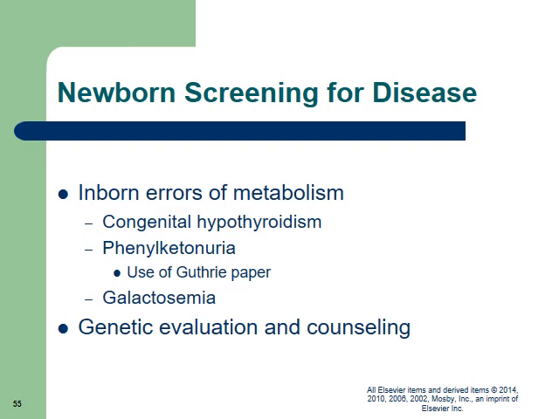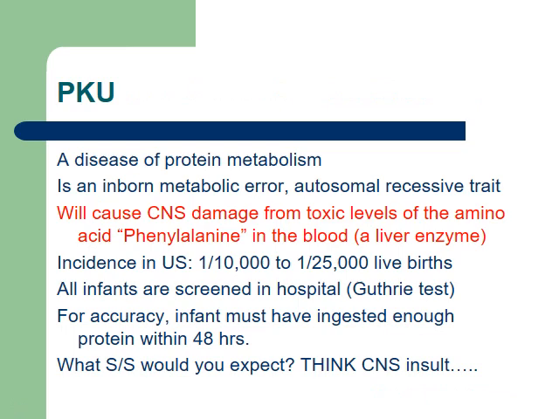If the ideal is that these parents know before they get pregnant or in early pregnancy that there is a risk factor. It's a recessive trait. I think it tells us on the next slide. Yes, PKU is a disease of protein metabolism. It's an inborn metabolic error, autosomal recessive trait. So these require both parents to have the trait for the baby to actually have the disease, and it would be a 25% risk of the baby getting it.